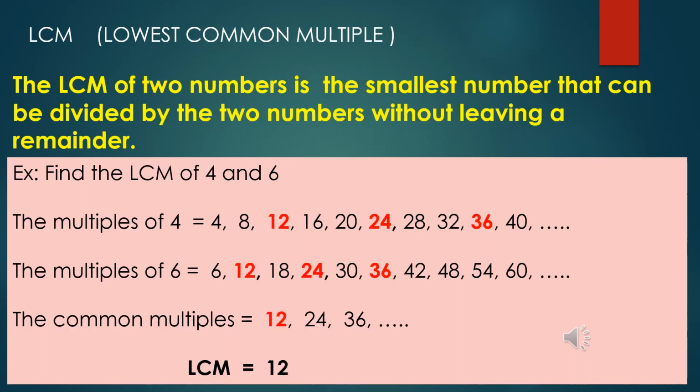Next we can study LCM, the lowest common multiple. The LCM of two numbers is the smallest number that can be divided by the two numbers without leaving a remainder. Consider one example. Find the LCM of 4 and 6. The multiples of 4 are 4, 8, 12, 16, 20, 24, etc. The multiples of 6 are 6, 12, 18, 24, 30, 36, etc. The common multiples are 12, 24, 36, etc. The lowest common multiple is equal to 12. That is the LCM.